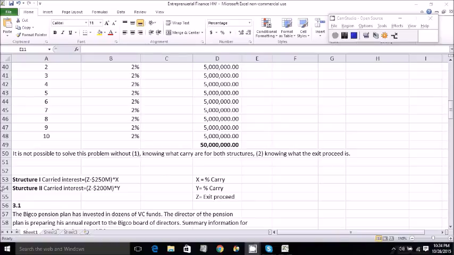For structure 1, the carried interest equals (Z minus $250 million) times X. And for structure 2, the carried interest equals (Z minus $200 million) times Y. X is the percentage carry, same as Y, the percentage carry. Z represents the exit proceeds.